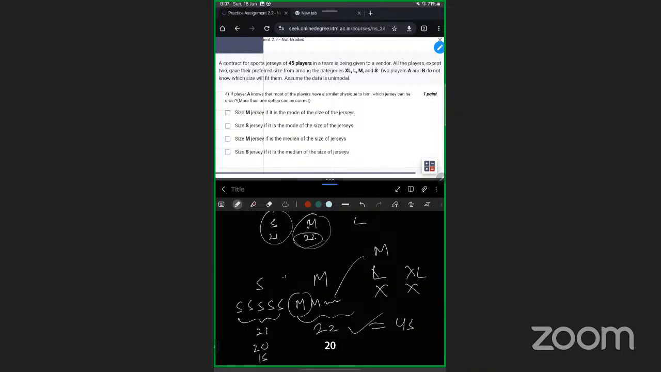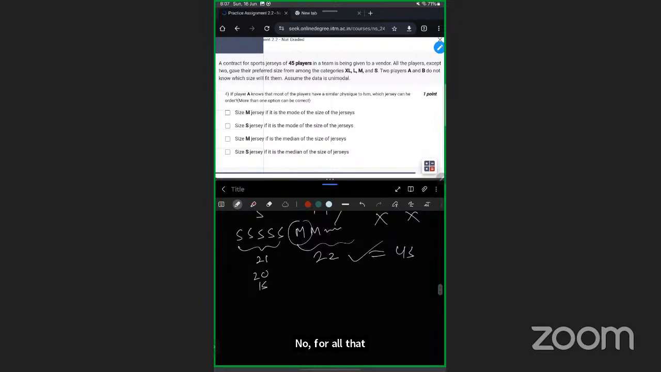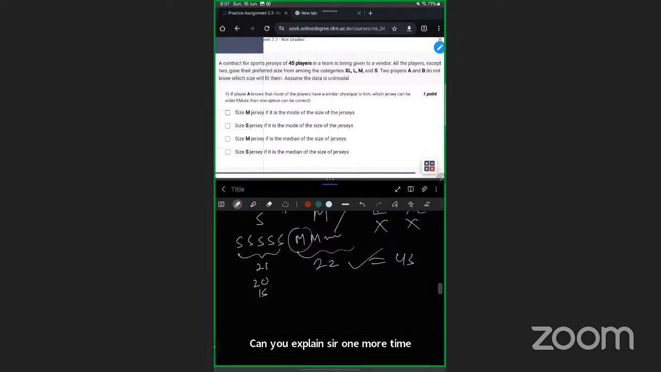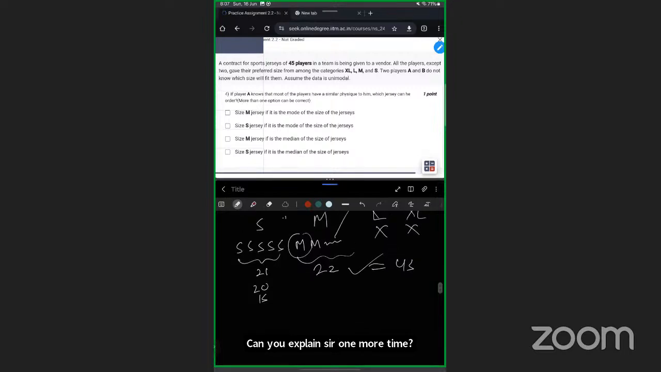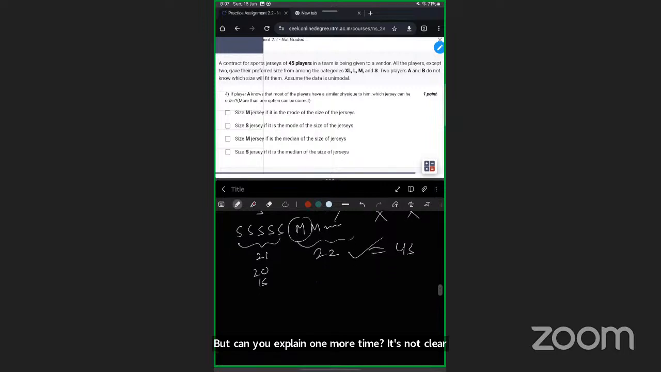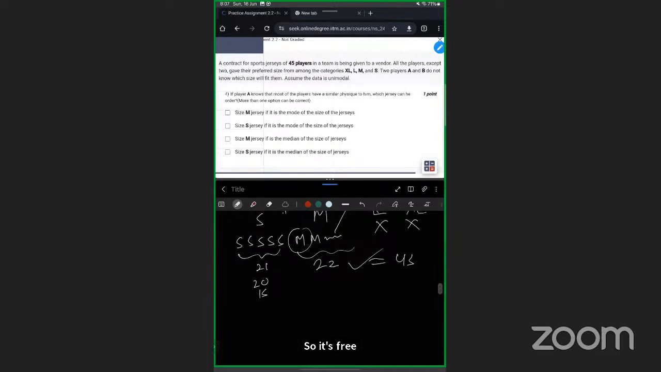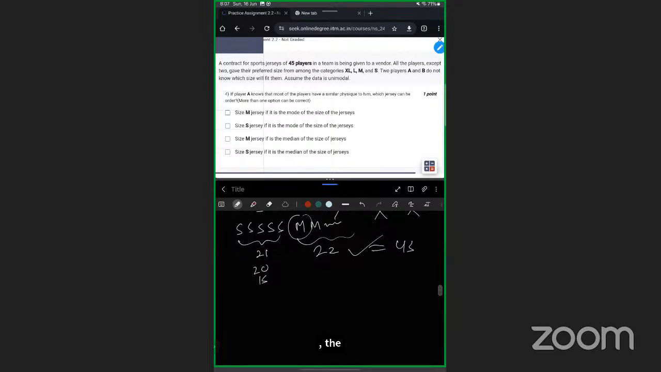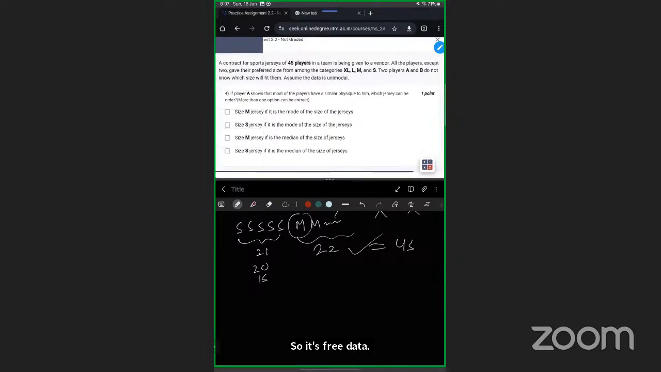Sir, can you explain one more time? It's not clear. Sir, if we take M as 22, I am also unable to get it, sir. Median of the size of jersey. If size M jersey is the median of size of jersey, if, no, right? Nothing is cutting out.